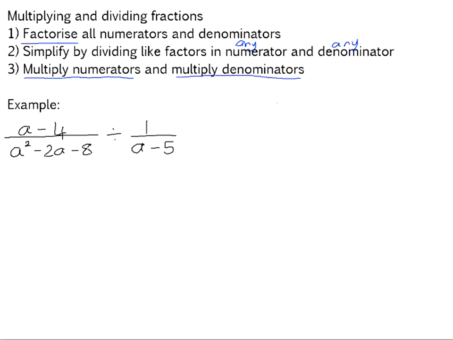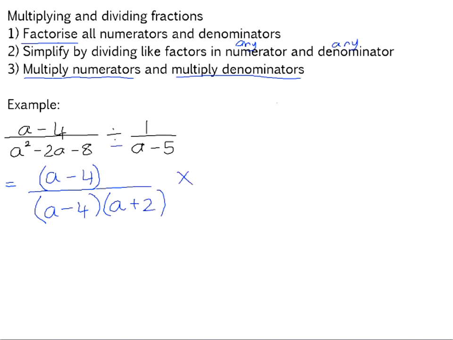So, for example, we first start off by factorizing. A minus 4 is already prime, so we can just put it in a bracket to remind ourselves that we need to consider that as a single term if we simplify. A squared minus 2a minus 8 is a trinomial, so we can factorize it into a minus 4 and a plus 2. We need to change the divide into a multiply and multiply by the reciprocal.